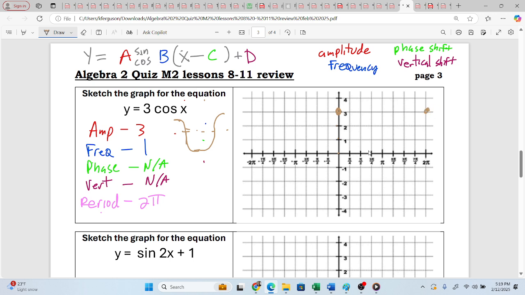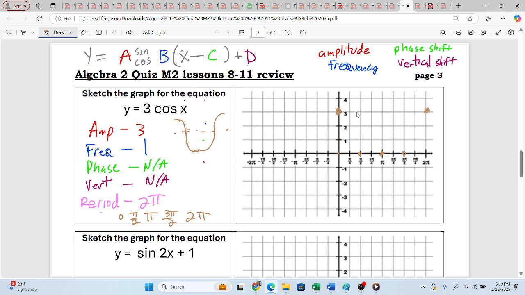Remember that the standard graphs go 0, then pi over 2, then pi, then 3 pi over 2, then finally 2 pi. That hits those 5 marks. So let's hit those marks. I got 0, then I've got 2 pi right there, then I've got pi right here, and then 3 pi over 2. Well, that's not where that's supposed to go, but we know we need to go through there, so let's just keep that in mind. So I'm starting at 3, right? And my low point is going to be -3.